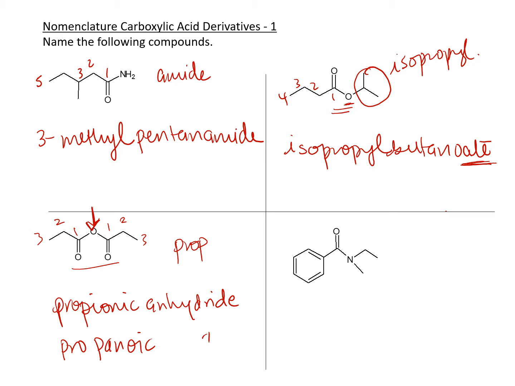If they were different, then you would just go alphabetical. So if it was ethyl on one side and methyl on the other side, you just go alphabetical. So ethanoic methanoic anhydride.